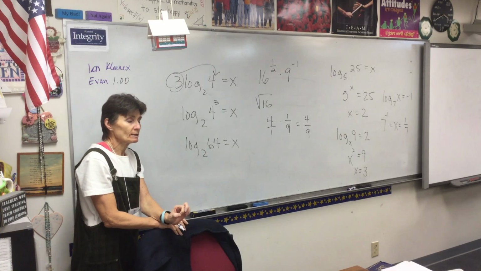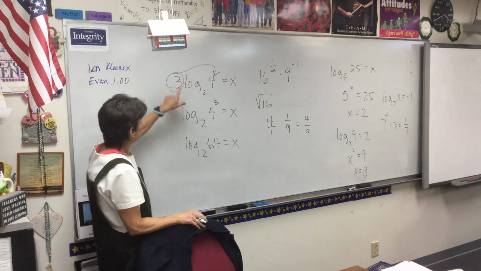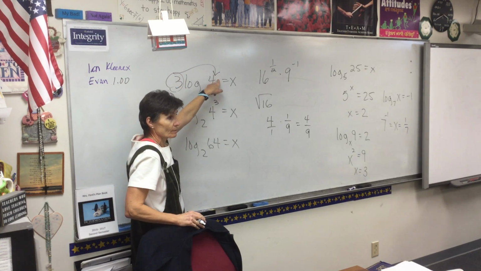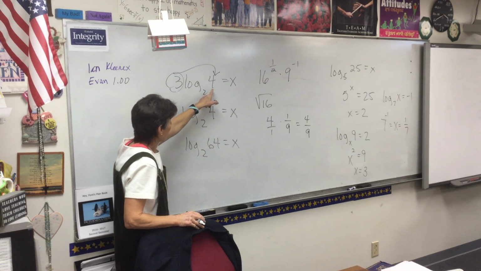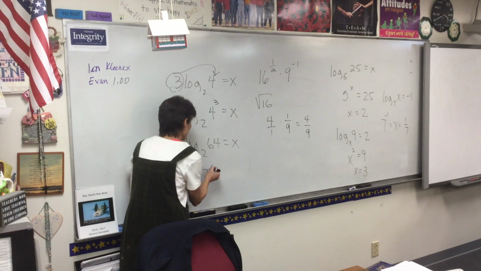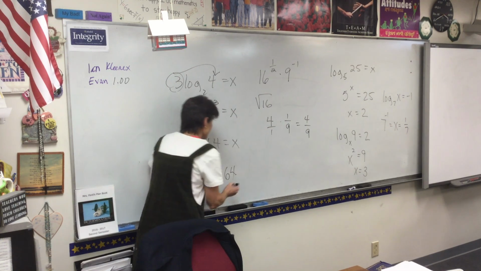One of the things we talked about today was that the coefficient in front is an exponent. So that's not a 4, it's actually a 64. So 2 to what power is 64?